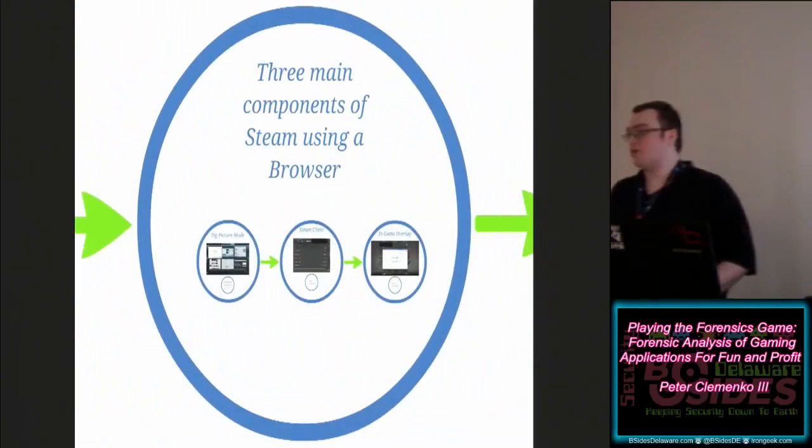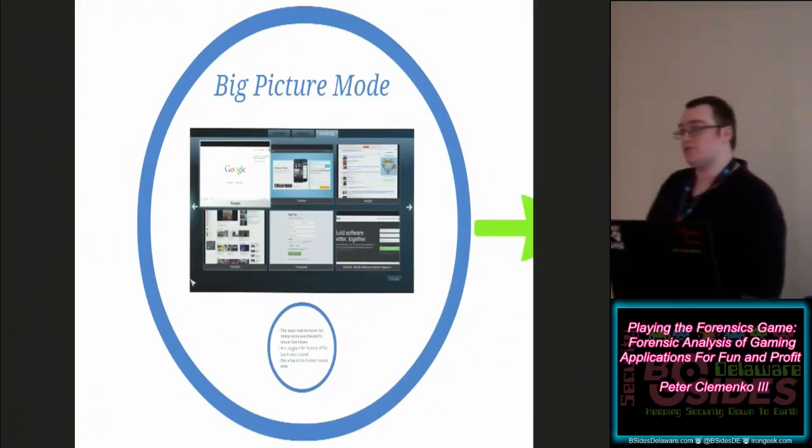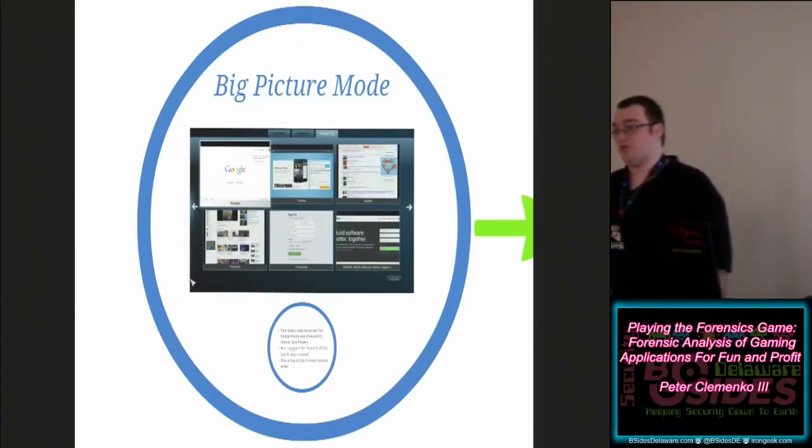So there are 3 main components of the Steam web browser system. You've got big picture mode. This is going to be the primary web browser in the upcoming Steam OS, which is going to be the Linux distribution that Valve is going to be creating in order to create their new console. It's going to be freely distributed, so this is going to be something that's pretty important to know. Because this is going to be the primary browser of that operating system, obviously if someone's using that operating system, it's useful to know this stuff.